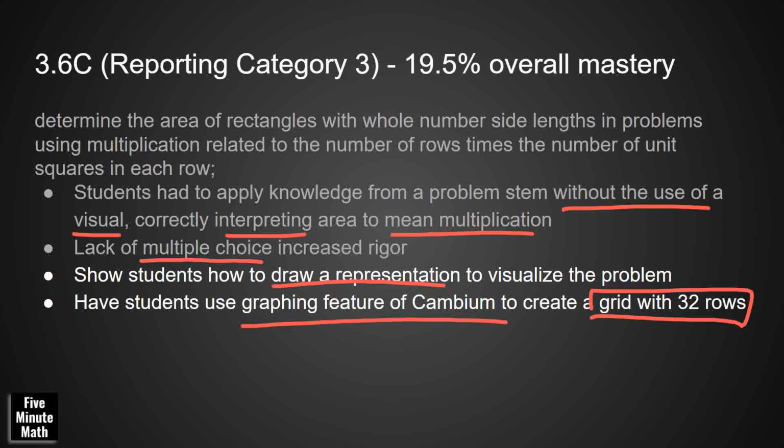That is one option on Cambium: you can use the graphing feature and you can change the grid size. Now, it's a little bit small. It can be a little bit tedious, but for some students, it might be just the trick they need to really see, oh my goodness, there's 32 rows of 8 each. I need to multiply, or I need to add 32 eight different times. But they can use this graphing feature in Cambium to help them actually visualize and draw an area model.